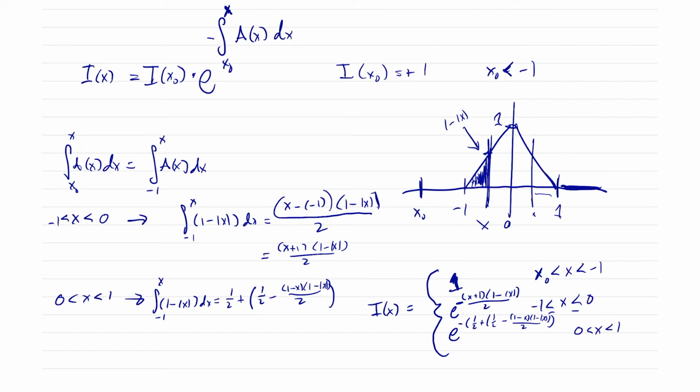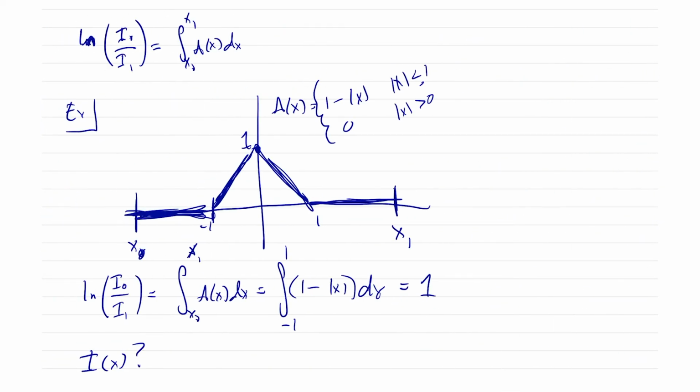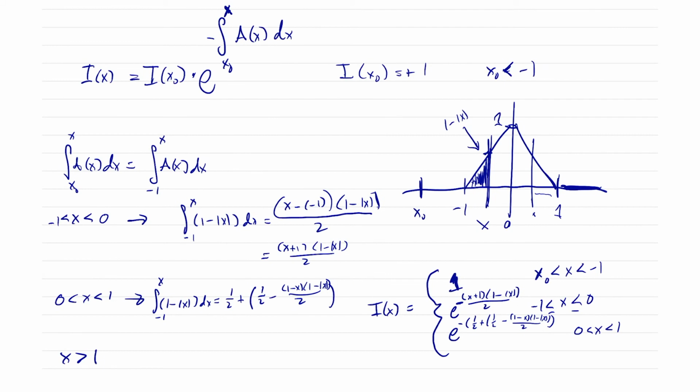And then after we've gotten through the entire thing, x being bigger than 1, we can just use this result back here. So basically, we know the integral of a is just going to give us 1, so the integral from -1 to x of 1 minus absolute value of x dx is equal to 1. So this gives us e to the minus 1 for x bigger than 1. Okay, so there we go.